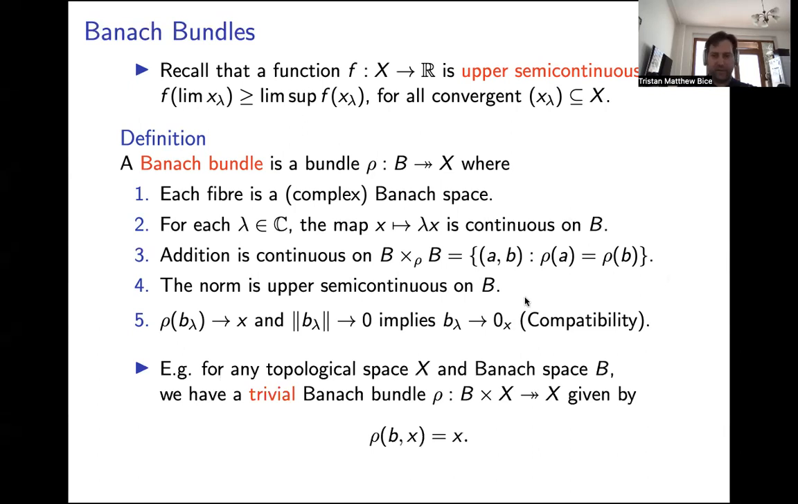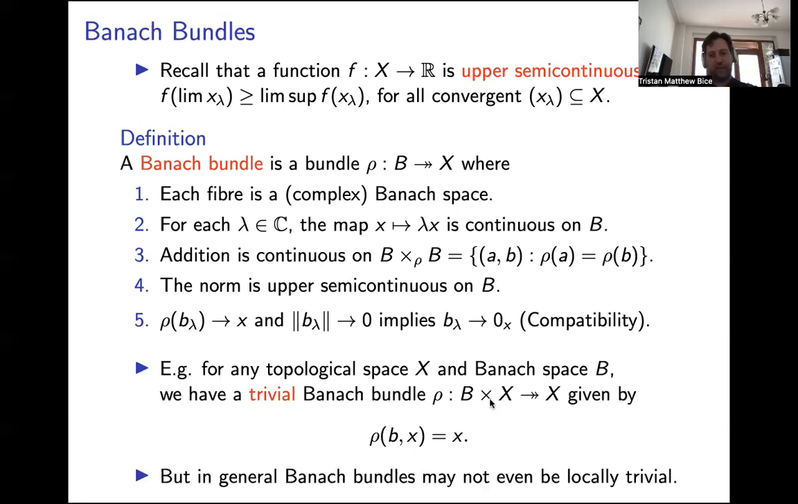We'll meet some more examples, but just to give you an immediate, trivial example, you can take any topological space X and then look at some Banach space B and look at all the pairs, with B and X. You just let rho here be the projection from pairs onto X, considering this in its usual product topology. And that will indeed give you a Banach bundle that's known as a trivial Banach bundle. There's no real twisting here, if you like.